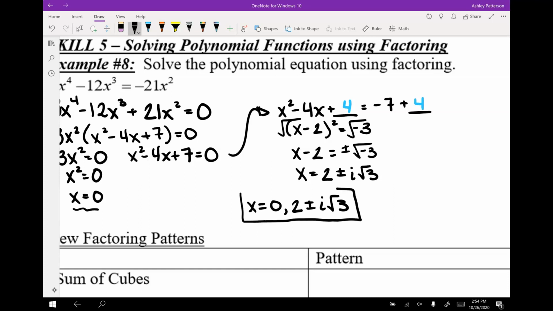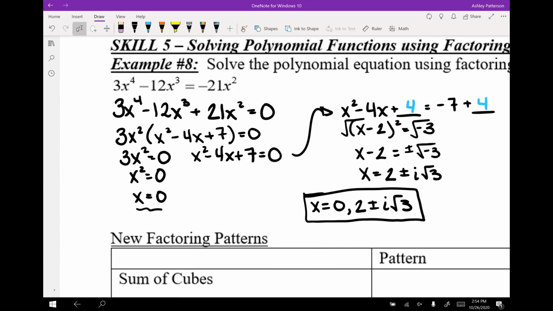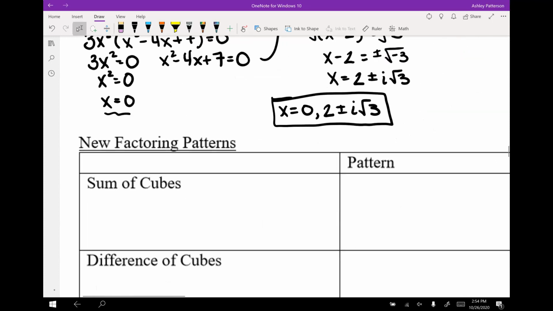Since there are 3 solutions, but only 2 of them are imaginary and only 1 of them is real, this means that this function is going to intersect the x-axis only once. Good, very good. Well, we know we can factor out a GCF. We know we can factor a trinomial, but what about this new one?